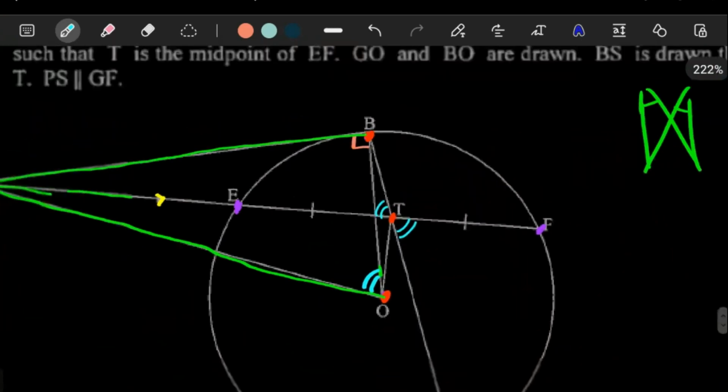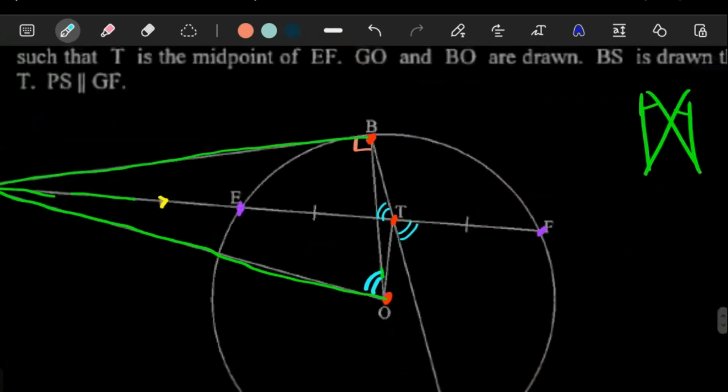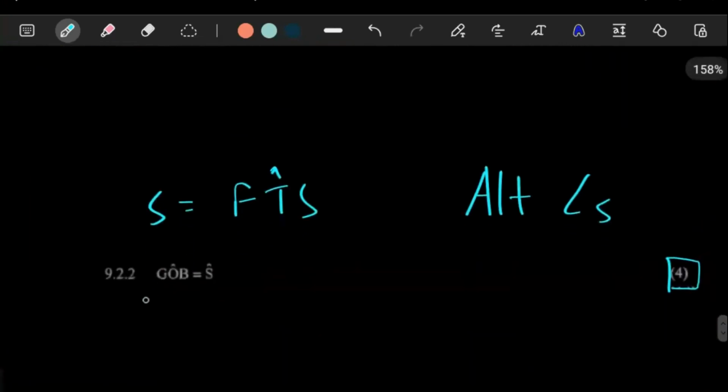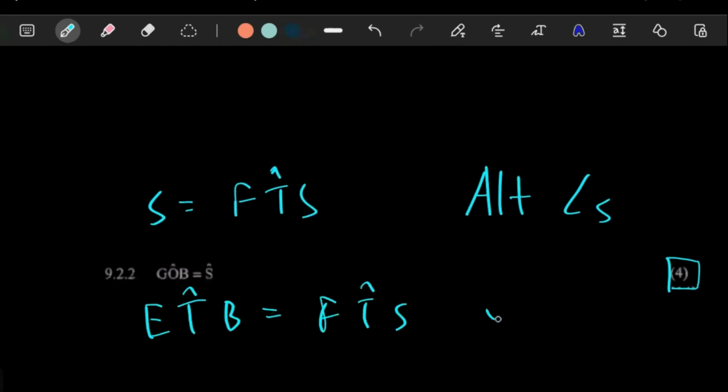Let's just write them down first. ETB is equal to the angle we just spoke about, which is FTS. So ETB is equal to FTS. That's vertical opposites.